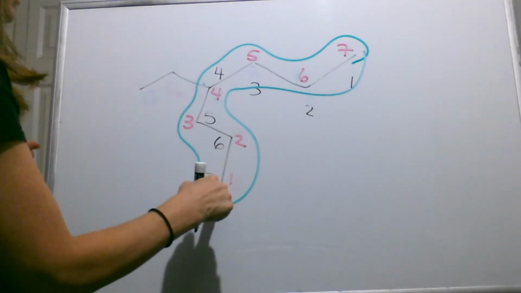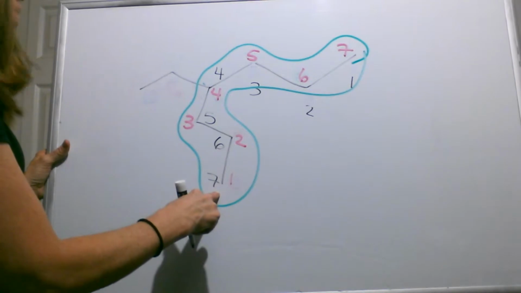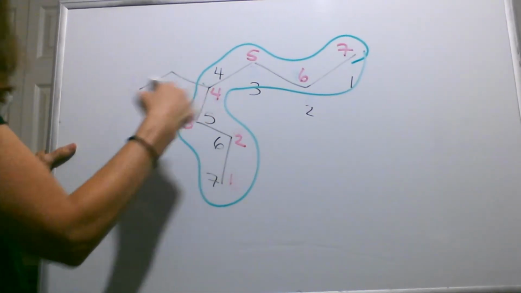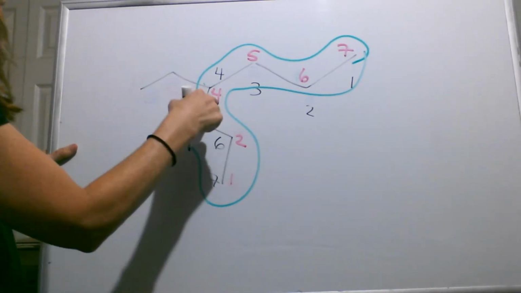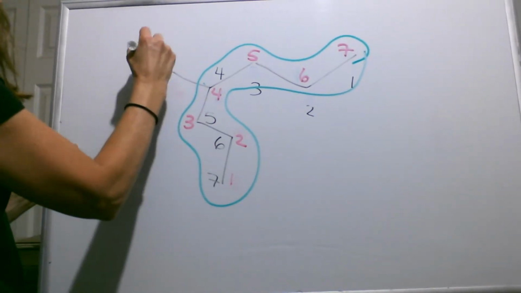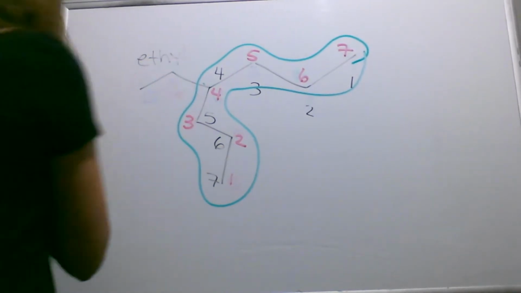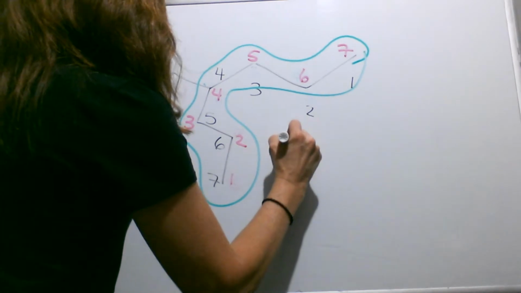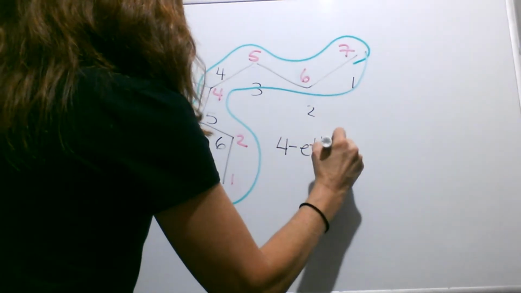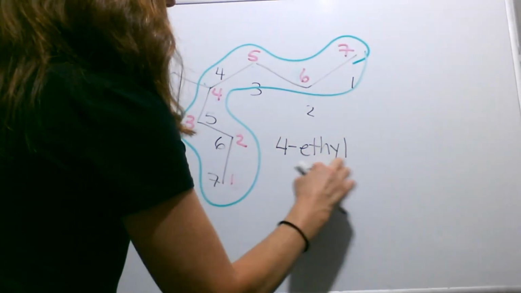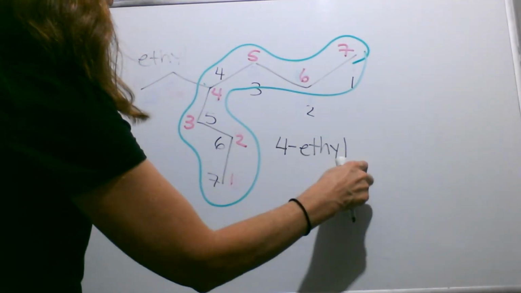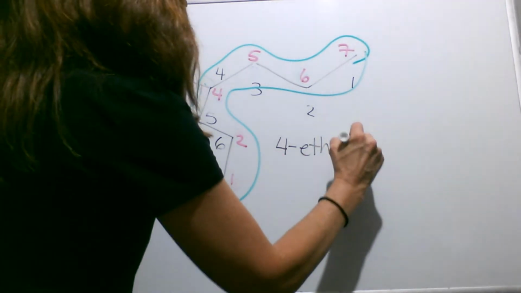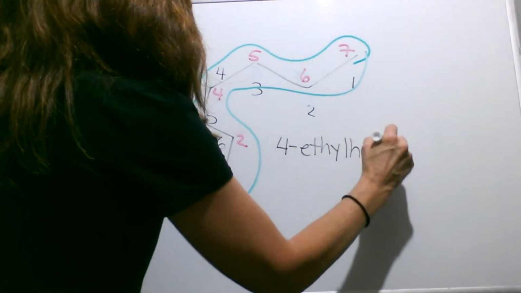And so the parent chain has 7 carbons, so we know that that's heptane. And there is a substituent at carbon 4, and that's all we have. So the substituent at carbon 4 is an ethyl group. And so the name becomes 4-ethyl. Remember that between the final substituent and the parent, there's no space, no dash, no comma, nothing. So it's 4-ethyl, all one word, 4-ethylheptane.